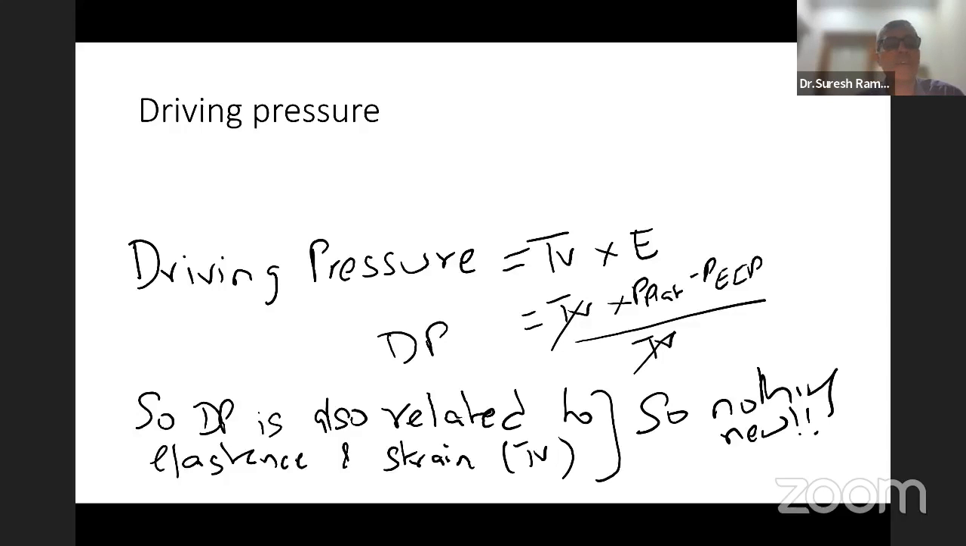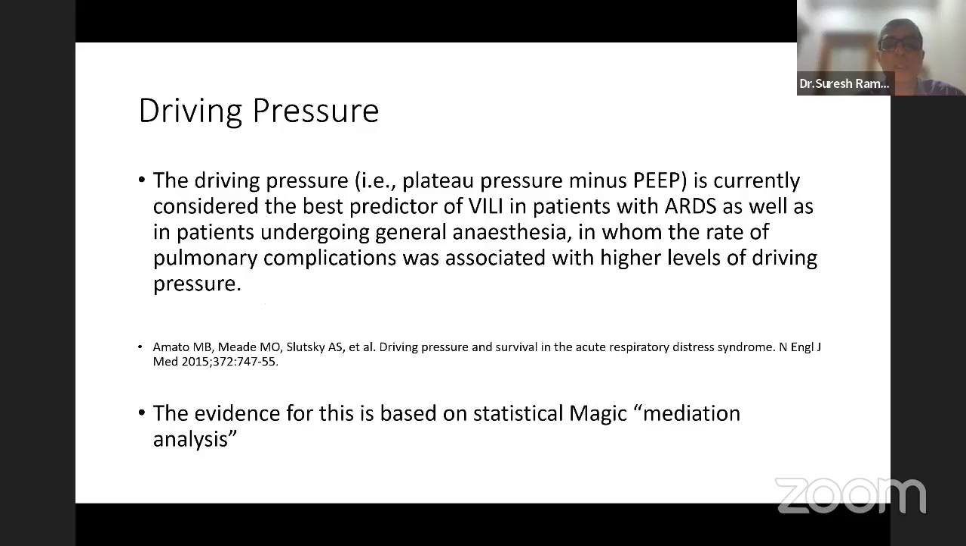The concept of driving pressure is nothing new as far as lung compliance is concerned. What we are trying to say is that plateau pressure somehow doesn't match with everybody, and that's the paper that the Amato group and the Toronto group looked at, all the previous ARDS trials, and they found that it is the best predictor of mortality in patients with ARDS, as well as in patients undergoing general anesthesia, in whom the rate of pulmonary complications was associated.